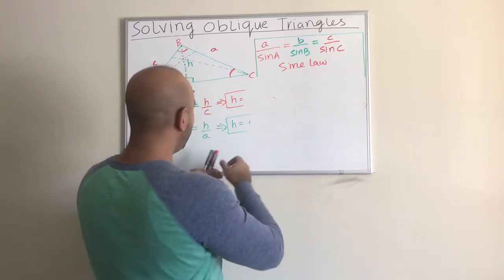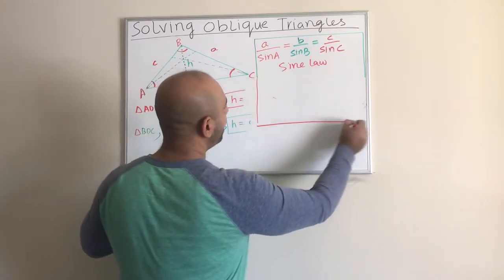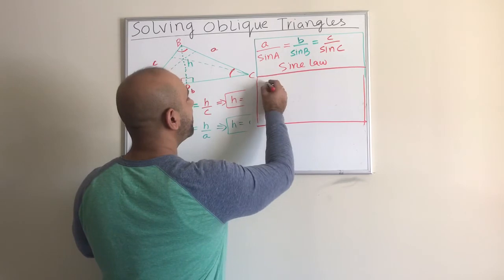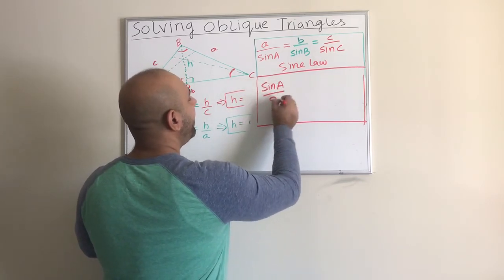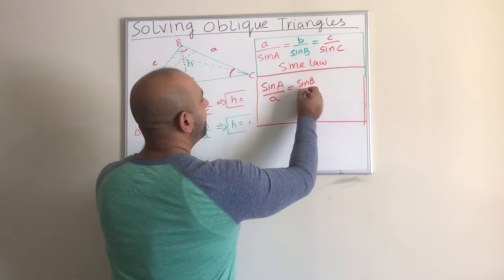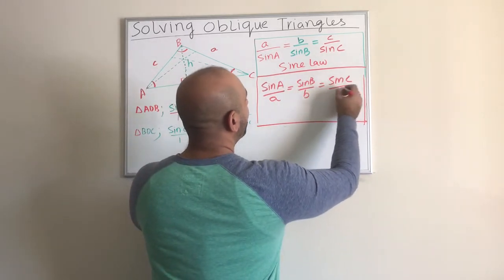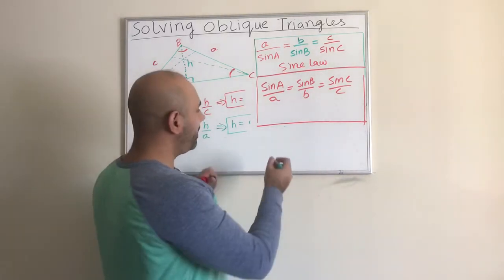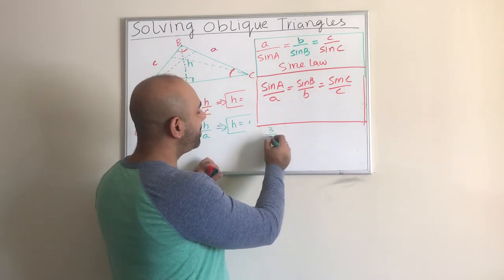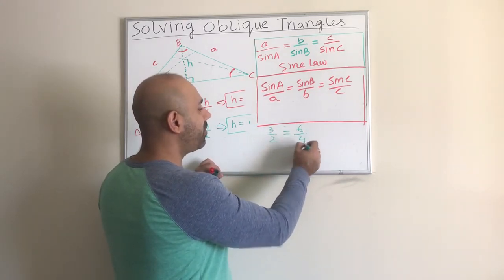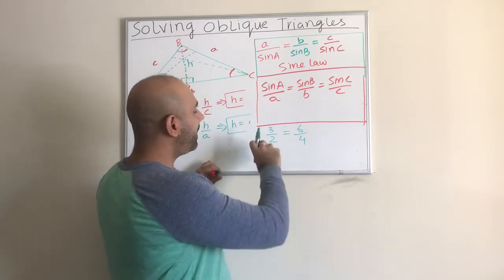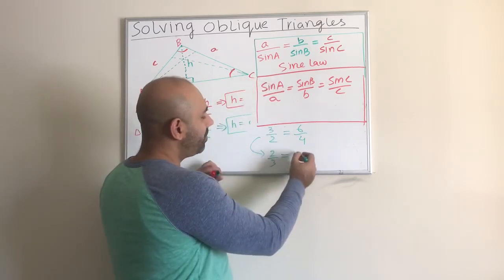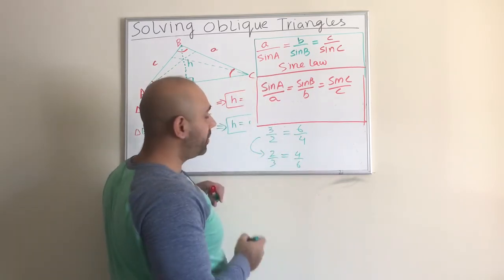The other way of expressing the sine law, the same thing, and you would understand it's not too complicated. Guys, instead of writing a over sine A, sometimes you will find this in the textbooks as well. People like to write sine A over a equals sine B over b equals sine C over c. That is also called sometimes the sine law, which is totally fine. Why? Because if we have 3 over 2 equals 6 over 4, right? Then if I reciprocate these, 2 over 3, and this is also reciprocated, 4 over 6, they are still going to be equal to each other.